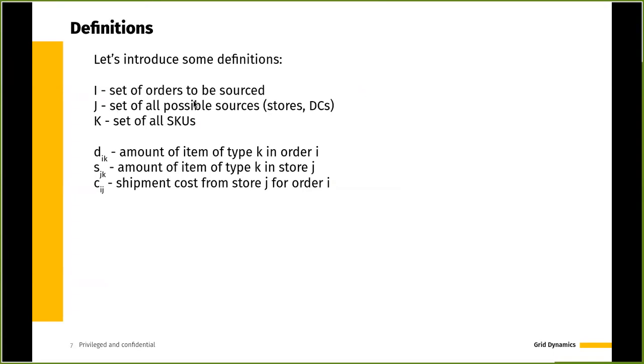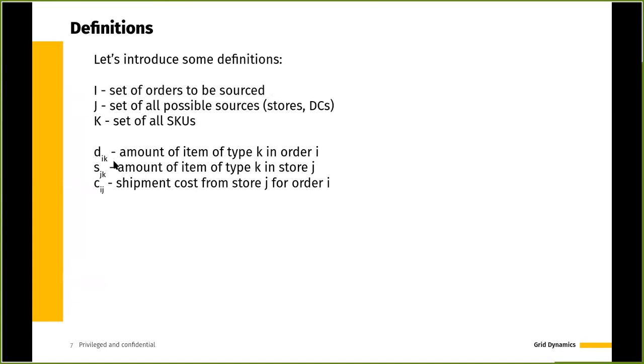We'll have to introduce some definitions. We'll have three sets here. The first one, set I, is a set of orders that we would like to source from our stores. Set J is our possible sources, and set K is all the different SKUs inside our business.